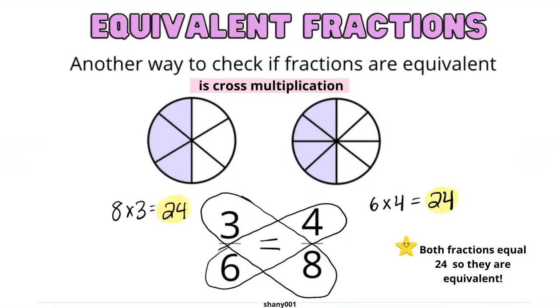Another way to check if fractions are equivalent is cross multiplication. This is also known as a butterfly method. You basically go ahead and multiply this side. So 6 times 4 is 24. And if we go ahead and multiply this side, 8 times 3, if that also equals 24, that means both fractions are equal. So they are equivalent. So if it does not equal the same number, they are not equivalent.